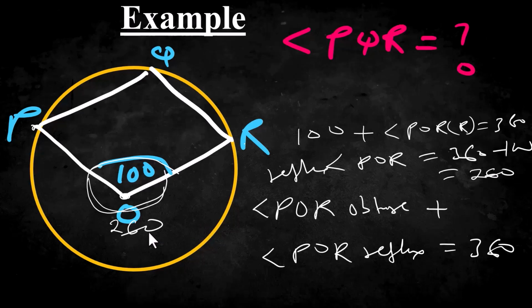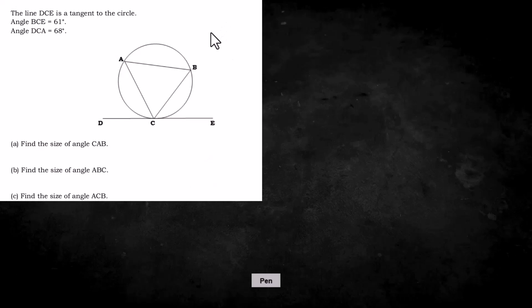And if this side is 260 and this side is unknown, PQR will be half of 260. That will be 130. All right, so that's that. Right, let's look at the next example here.